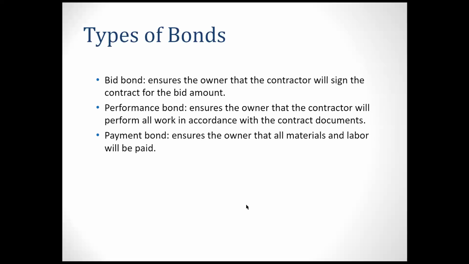Right? So the payment bond ensures the owner that all the materials and the labor will be paid. So you see, I hire these suppliers to provide these materials, and the contractor did not pay them, because the owner already paid the contractor. Right? So that may happen. So there are three types of bonds: bid bond, performance bond, and payment bond.